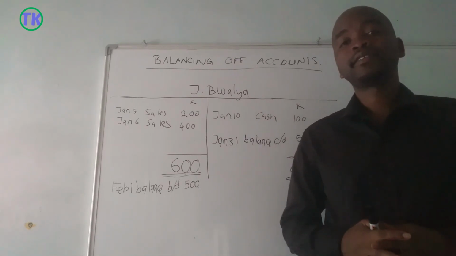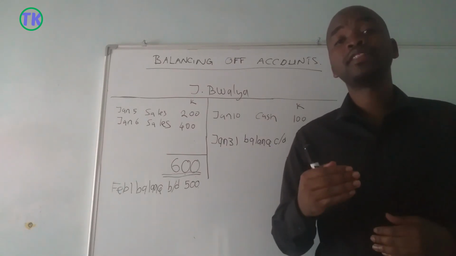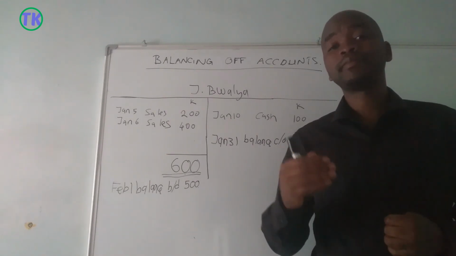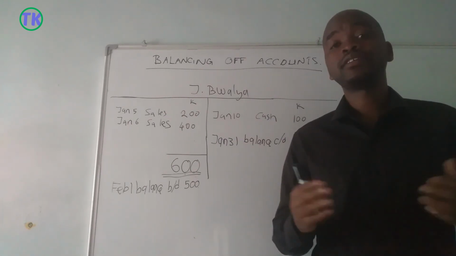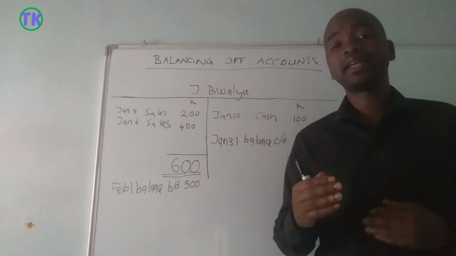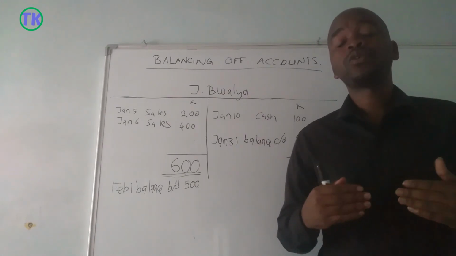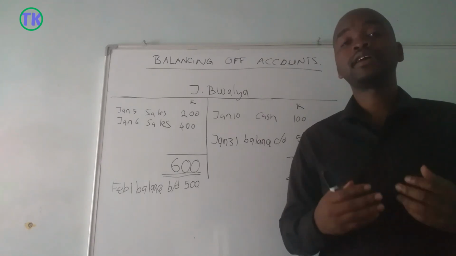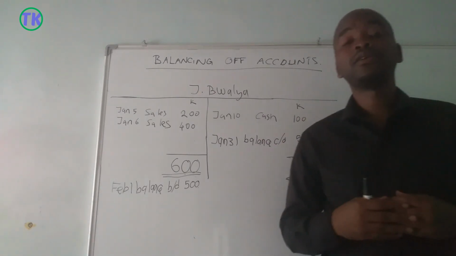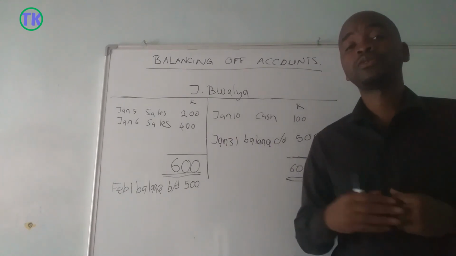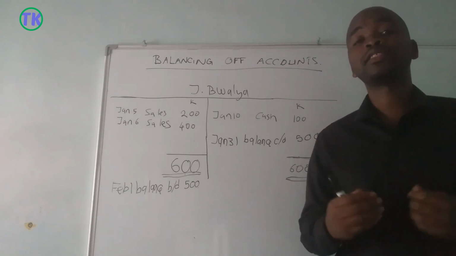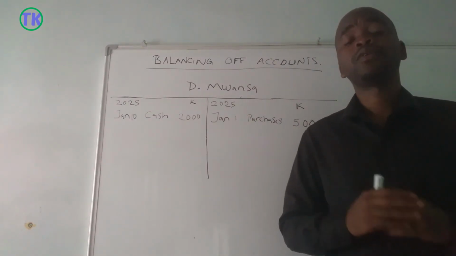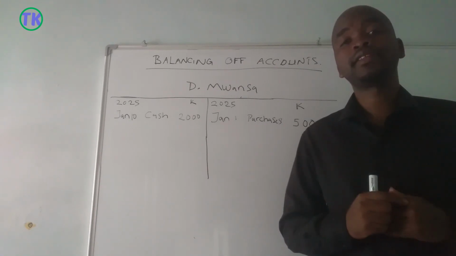Now notice that the entries on the debit side are more than the entries on the credit side. The balance is brought down on the debit side. This situation is referred to as a debit balance. When you have more entries on the debit side, and after balancing off the accounts the totals on the debit side are higher than the totals on the credit side, we usually end up with a debit balance. Now let's look at another example where the business owes money.